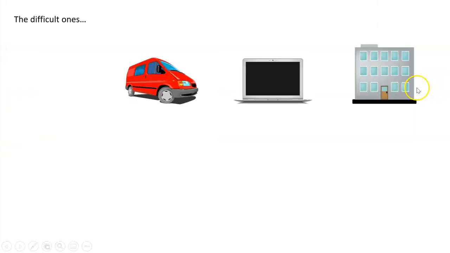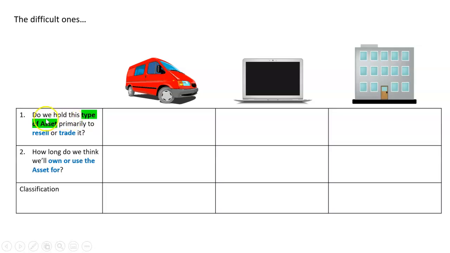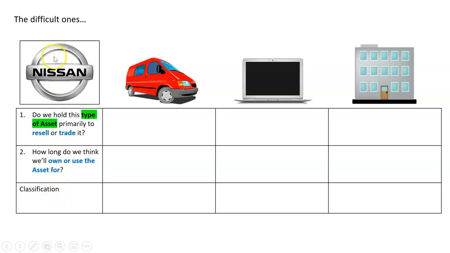Just got some odds and ends, some difficult ones. What about a car, or say a laptop, or a building? Okay, is that current or non-current? Well, it all depends. So what we want to do is ask these 2 questions. Do we hold this type of asset primarily to resell or trade it? And how long do we think we'll own or use it for? And that will help us classify it. And it all really depends on who we are. So why don't we say we are Nissan, a car manufacturer, and this car is a car we've made. Why did we make it? Well, we primarily make cars to resell them. So really this car is actually inventory to us.